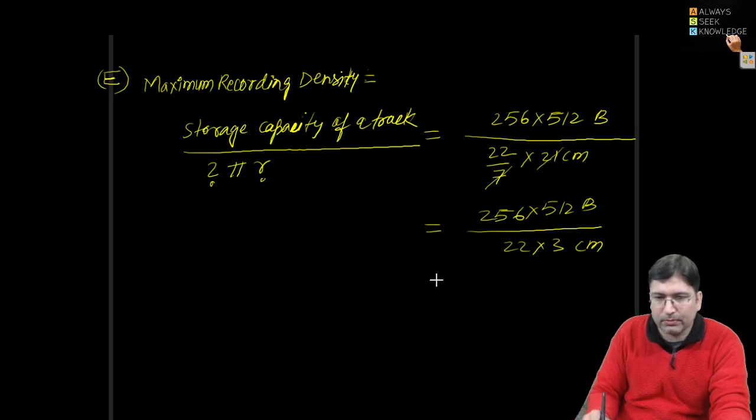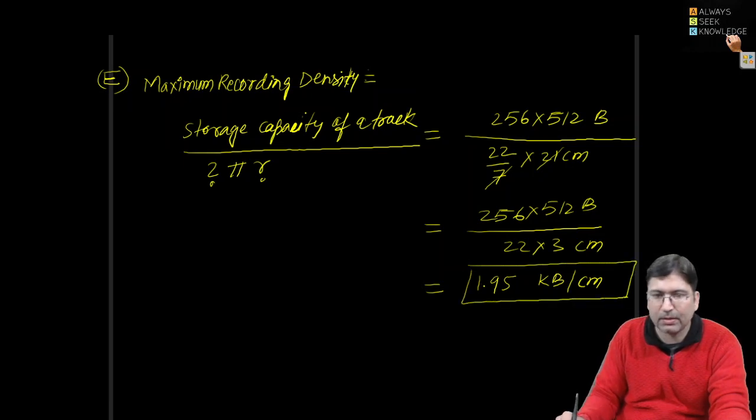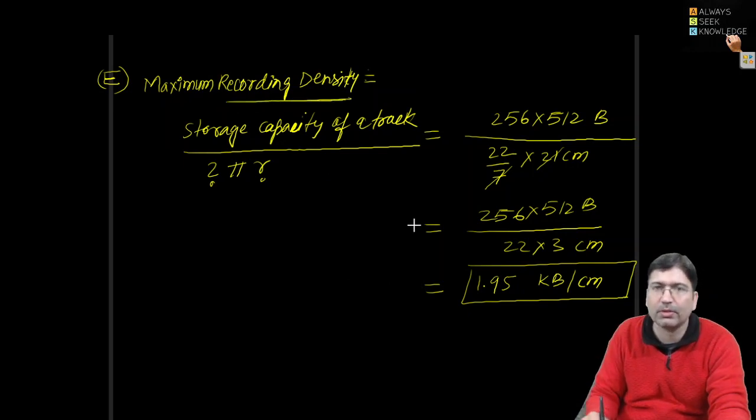So if you solve this, you can divide it, and you can try to solve this. Then somewhere around 2 you will get, or 1.9 something, 1.95 around you will get in terms of kilobytes per centimeter. So the density will come like kilobytes per centimeter. That means each centimeter these many kilobytes are getting stored, and this is the recording density, or data storage density.